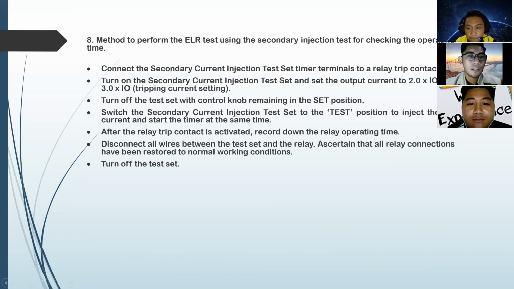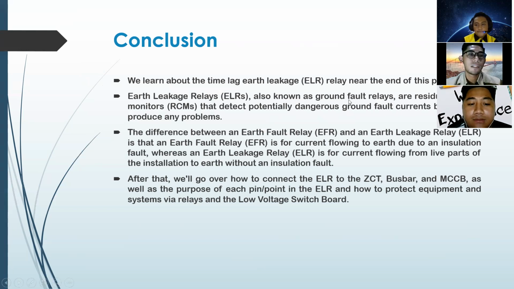Next, switch the secondary current injection test set to the test position to inject the set current and start the timer at the same time. Next, after the relay trip contact is activated, record down the relay operating time. Disconnect all wires between the test set and the relay, making certain that all relay connections have been restored to normal working conditions. And the last one is to turn off the test set. Okay, that's all for the question.